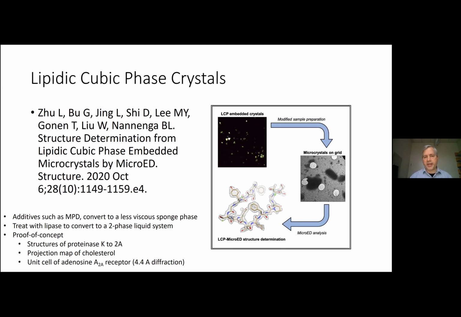But this seems to be the way. Basically, you have to somehow make it less viscous so that you can get it onto a grid. That's the main challenge. But it could be something good for MicroED. It looks like a proof of concept, but it could work.